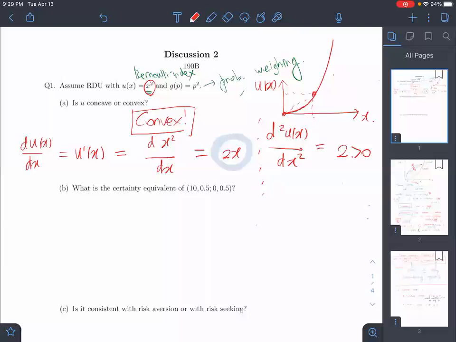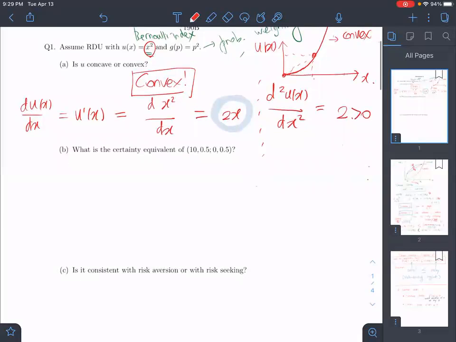If I connect all the dots, you will get this kind of graph. When I look from the x-axis, it has a convex shape. Okay? So this function, we call it a convex function. So in both ways, you can solve the question. You can draw the function, or you can take a second derivative. Any question?